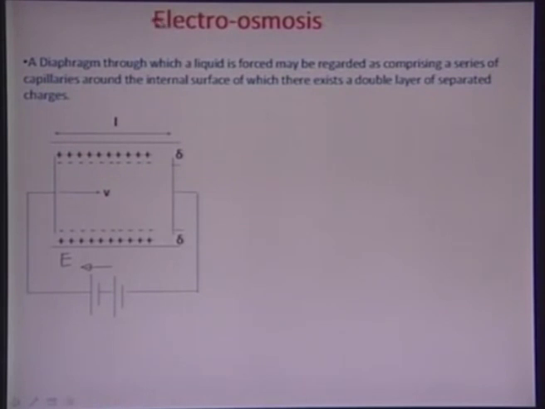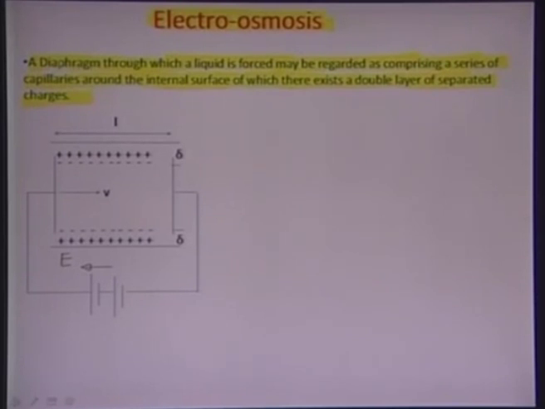As you know, by definition, electroosmosis really is a case where liquid is pushed through a set of microcapillaries. A diaphragm can be considered as a bunch of different microcapillaries through which a liquid is forced. Around the internal surface of these capillaries, there exists a double layer of separated charges because of the flow of fluid which is pushed through this set of microcapillaries.